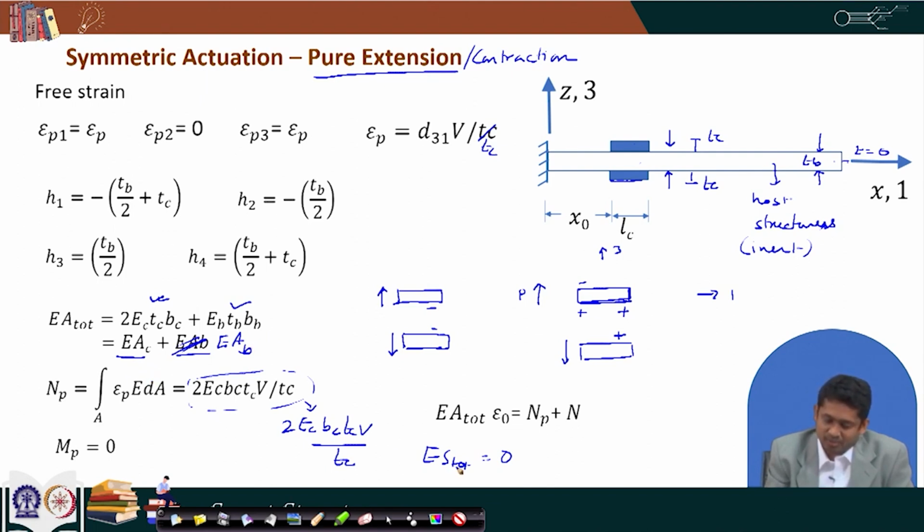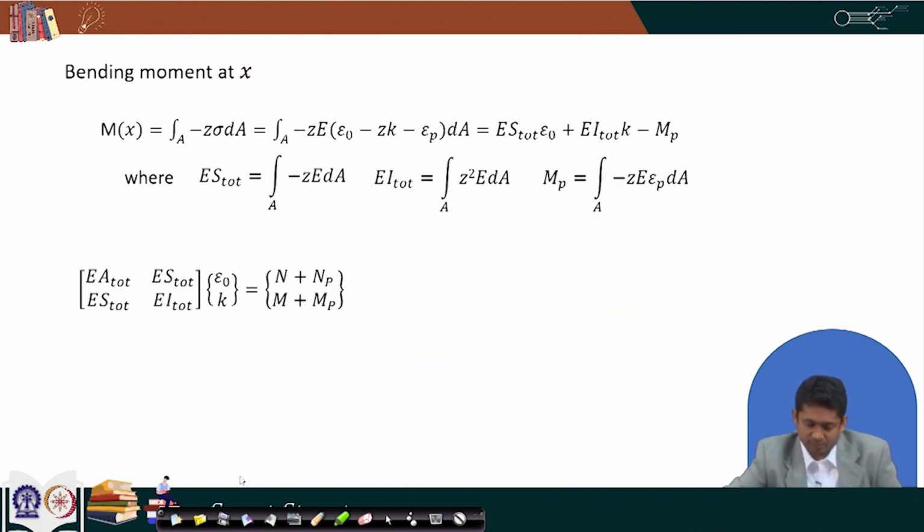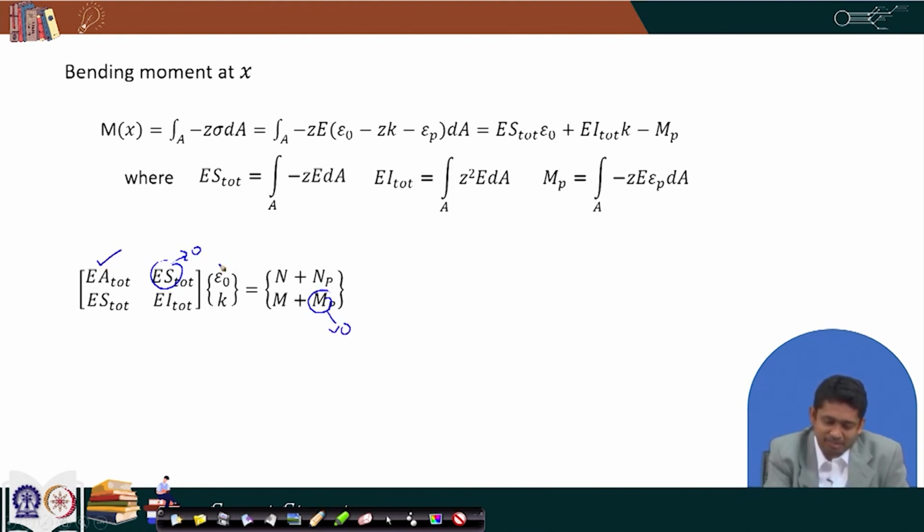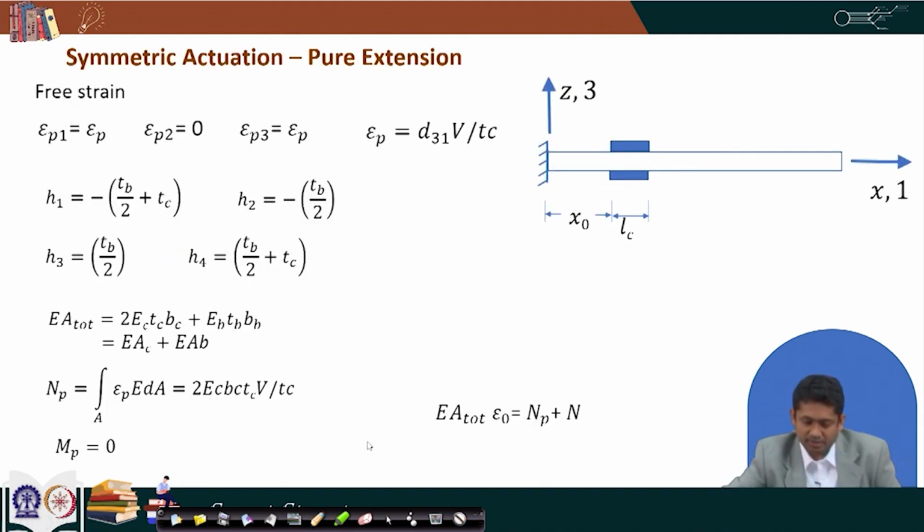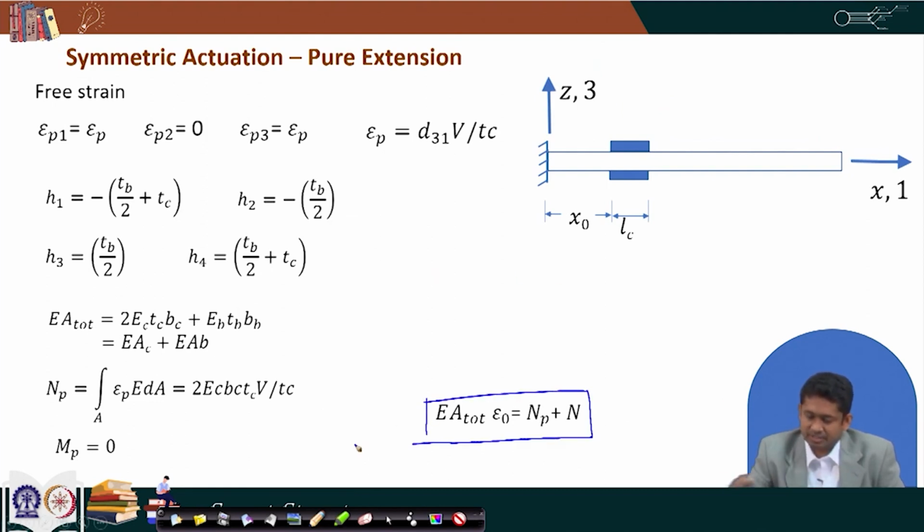Now, ES total is 0 and MP is 0. So, if I look back to this equation, when this term becomes 0 and when this quantity becomes 0, we have just one equation, EA total multiplied by epsilon 0 is equal to N plus NP, and this equation can be independently solved. So, that results in only one equation for this case, for the pure extension or contraction case, which is this.